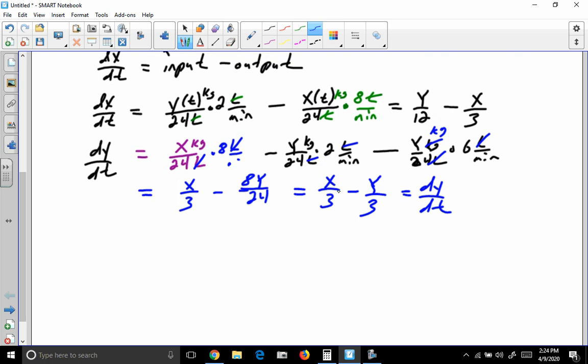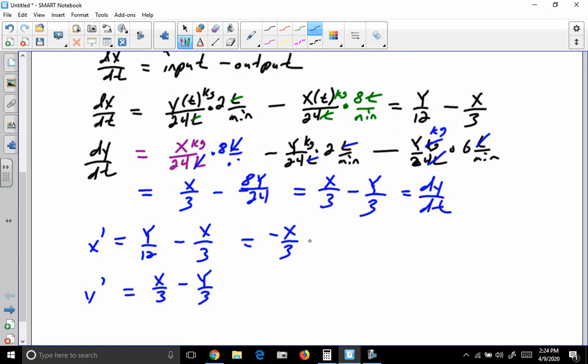We have a system here. Let's call this x prime equals y over 12 minus x over 3, and y prime equals x over 3 minus y over 3. Or if we want to put these in the same order, we can call this minus x over 3 plus y over 12 is the rate at which the first is changing. The second one, x over 3 minus y over 3.